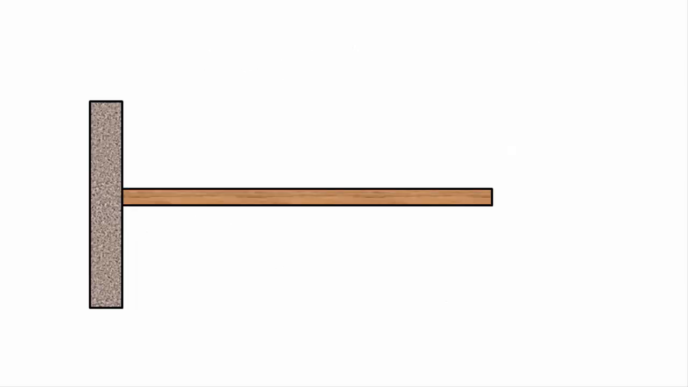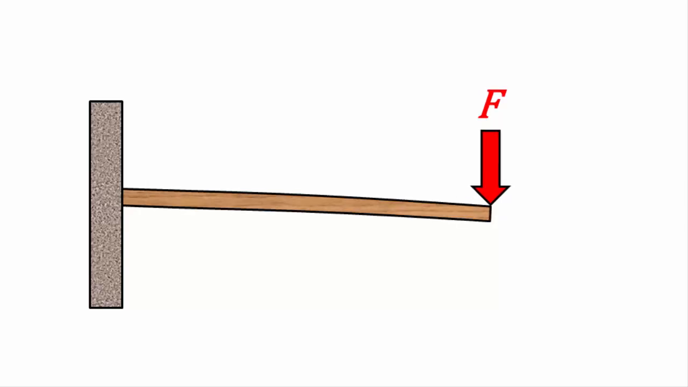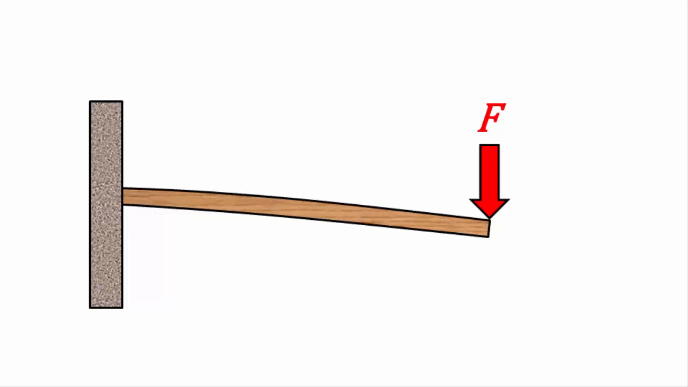Now consider that our beam is fixed to the wall and it's not free to rotate. If we now apply the same force to the end of the beam, that force will no longer cause the beam to rotate. Instead, it causes the beam to want to bend. If the beam is not stiff enough to resist the bend, the beam will distort and the end of the beam will deflect. The beam will continue to bend until it reaches its maximum deflection. At this point, the beam will stop bending and is said to be in equilibrium.